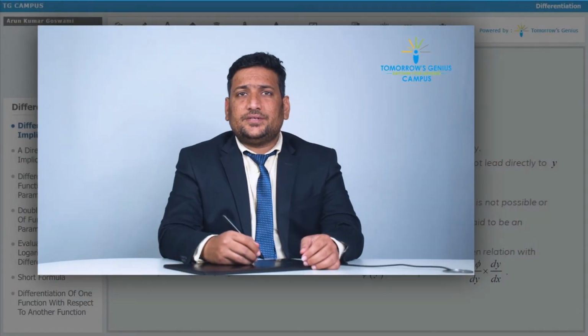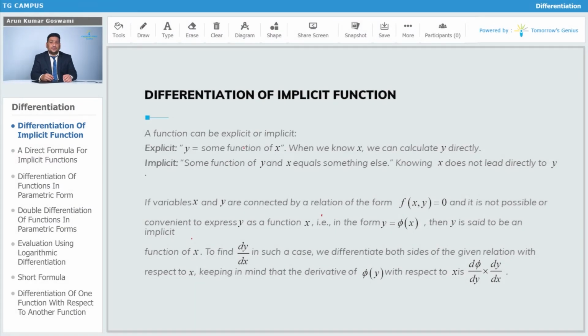Hello guys, now we discuss the differentiation of two different kinds of functions. Before differentiation, we will discuss what is implicit and what is explicit. Explicit is when your y can be represented in terms of a function of x. You can see here my y can be represented as a function of x. It means we can calculate my y value directly with respect to x. If we know the x, there is no problem finding the y. That is called explicit.